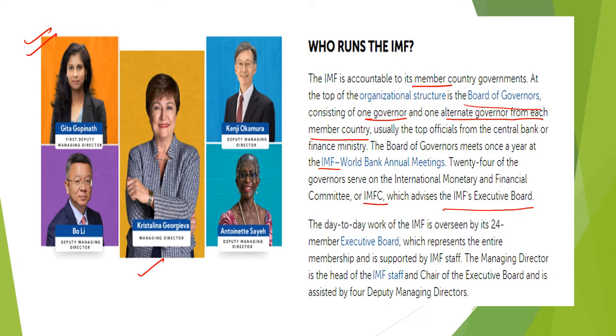The day-to-day work of the IMF is overseen by the 24-member executive board, which represents the entire membership and is supported by IMF staff. The managing director is the head of IMF staff, and you can see her name over here. And the chair of the executive board is assisted by the 4 deputy managing directors, and you can also see them here.